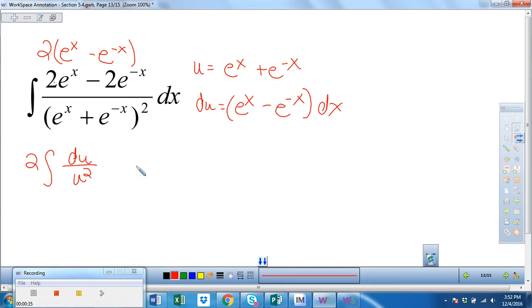Okay, so u squared is u to the negative 2. So when we integrate, we add 1, so we get negative 2 over u. Is that right? Because I can write that as u to the negative 2. I add 1, that makes it negative 1, and then I divide by negative 1. So they give me negative 2 over u plus c, but of course I can write that as negative 2 over e to the x plus e to the negative x plus c.